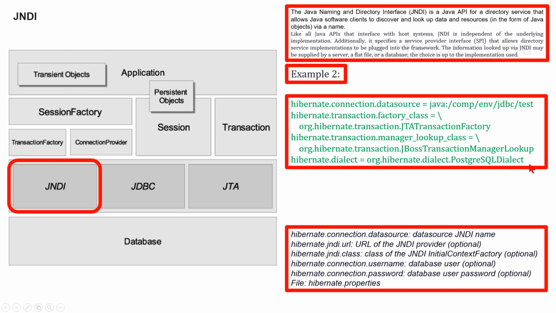Here hibernate.connection.datasource is the datasource JNDI name, and hibernate.jndi.url is the URL of the JNDI provider, and hibernate.jndi.class is the class of the JNDI initial context factory. hibernate.connection.username is the database user, and hibernate.connection.password is the database user password. Design the hibernate.properties file.